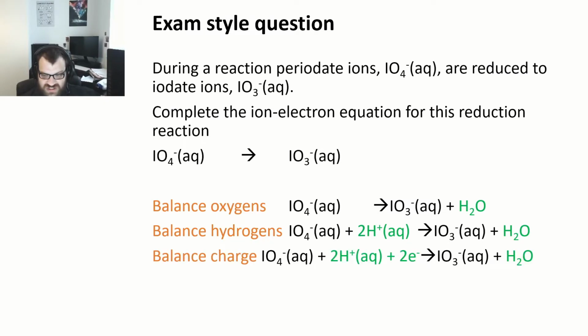We look at the charges that we've got on each side. If we put 2 electrons beside the 2H+, that balances out our charge and completes our ion-electron equation.